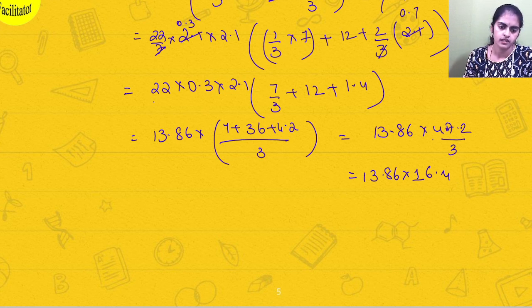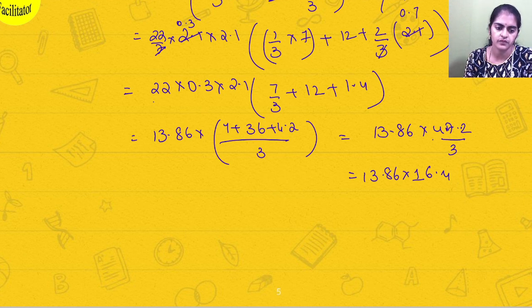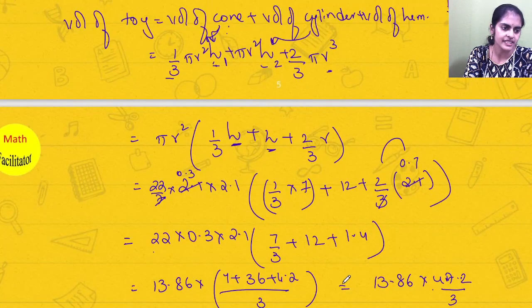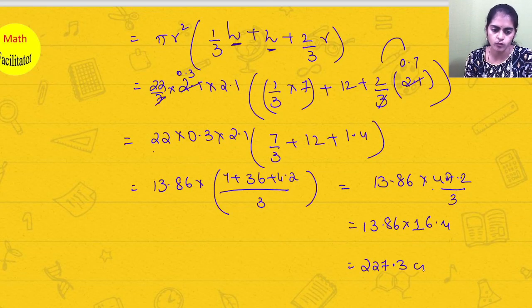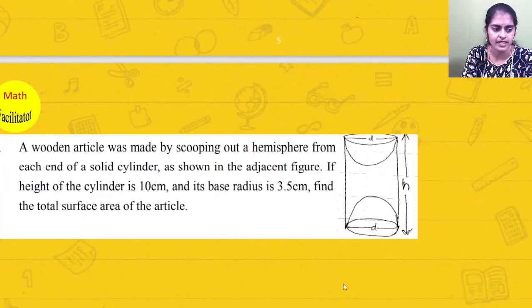16.2. So 16.4. You will get somewhere 27.3. So approximate value I am writing. These many cubic centimeters, volume in centimeter cube. Did you all understand now? Okay. Now the next question.